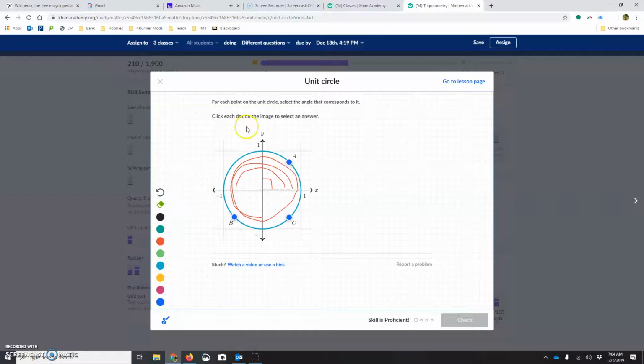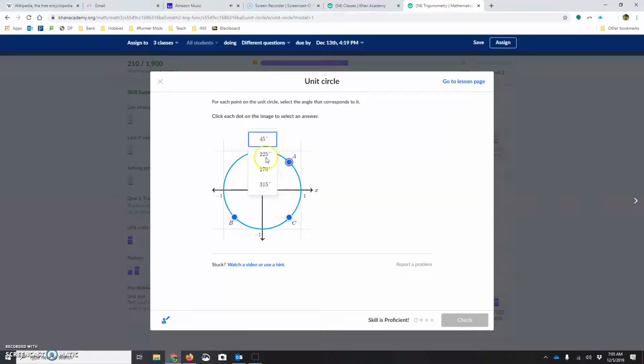The question asks, click each dot in the image, selecting the question above. For each point on the unit circle, select the angle that corresponds to it. So select A. Waiting for the computer to work.